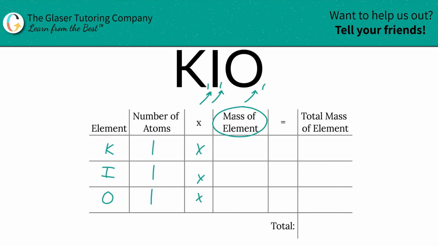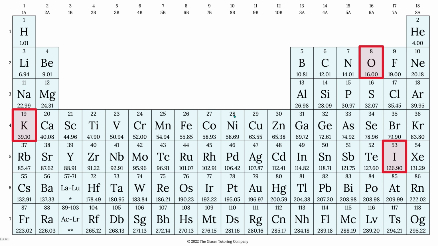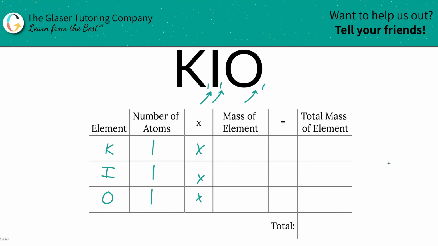Then we're going to find the masses of those elements, and we find those masses by viewing them on the periodic table. So here you go. Potassium is 39.1, oxygen is 16, iodine is 126.9. So let's write them in, right? So here we have 39.10. This is 126.9. Don't rush the 6 there as I did. And then oxygen is going to be 16.